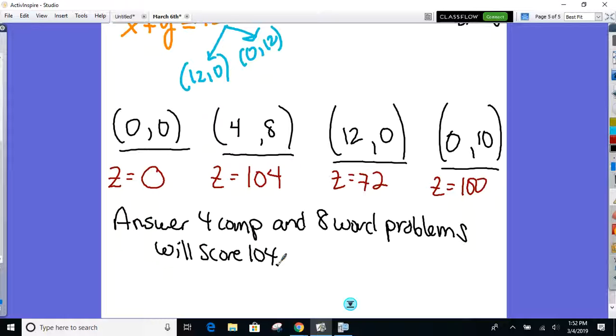I want a nice little statement now, because now you have actual labels to those numbers. It's just not 4 and 8 anymore. It's 4 computational, 8 word problems.